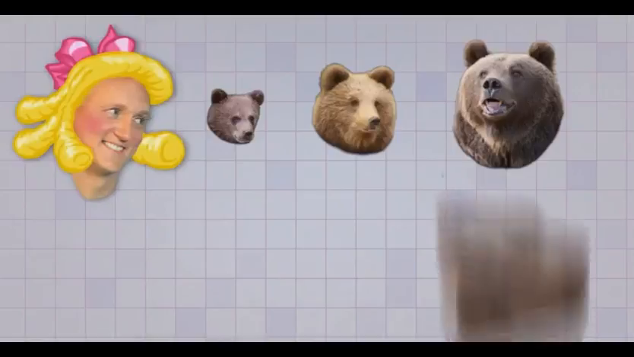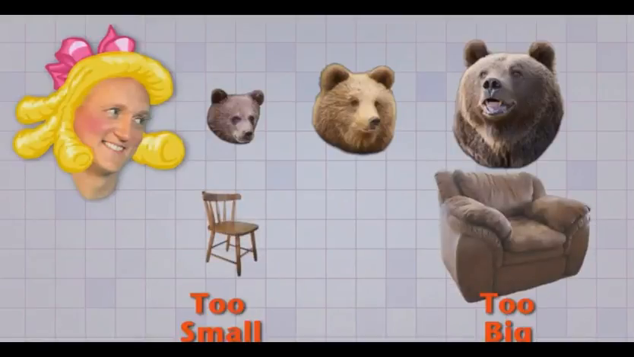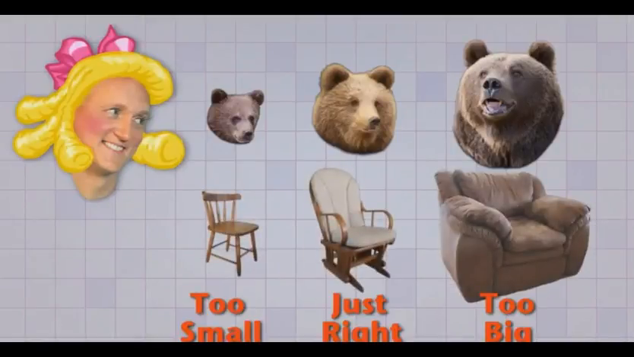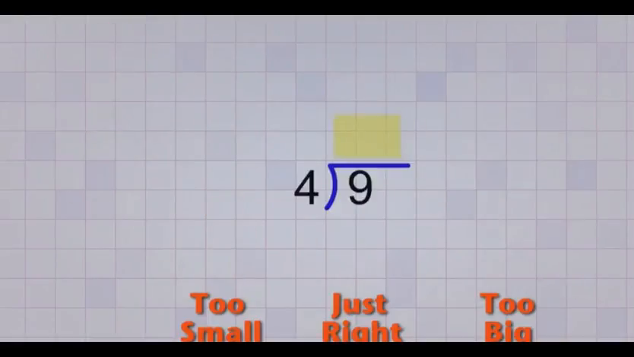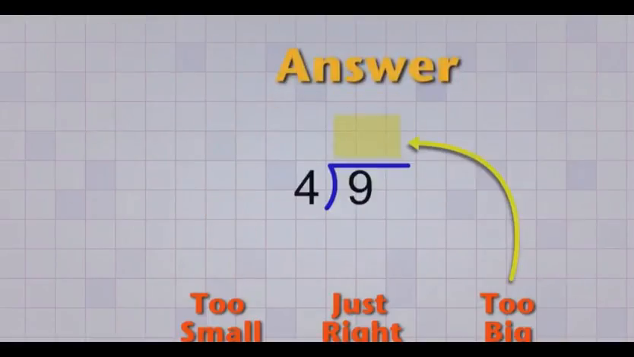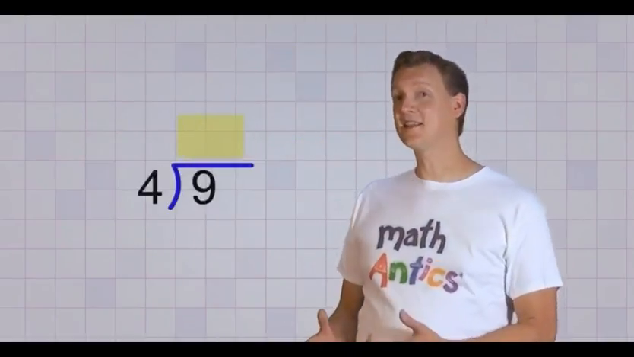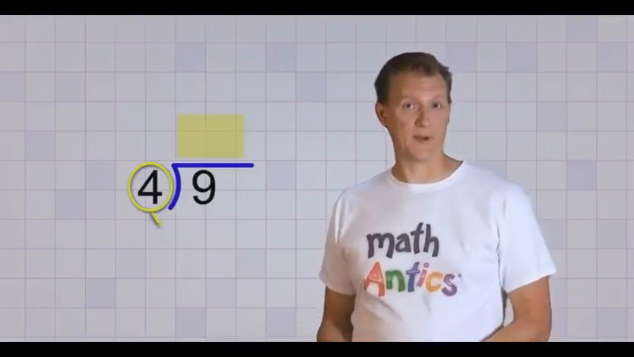Do you remember the story of Goldilocks and the 3 bears? How one chair was too big and one chair was too small, but the other chair was just right. Well, it's the same way with our division problem. If I choose an answer that's too big or too small, it'll cause trouble for me. Here's what I mean. Let's say that I decide that I only need 1 4 to make 9.